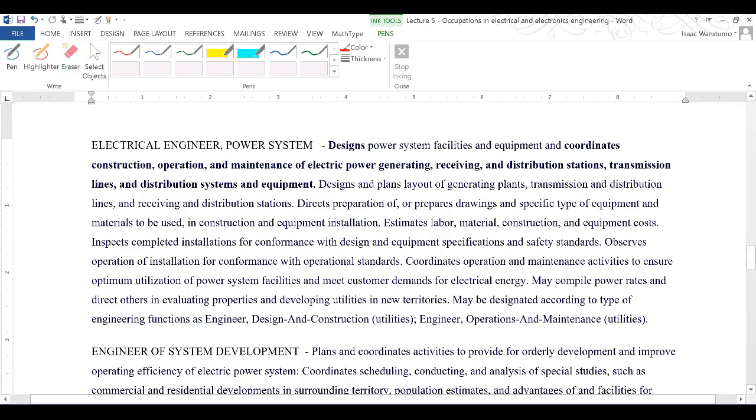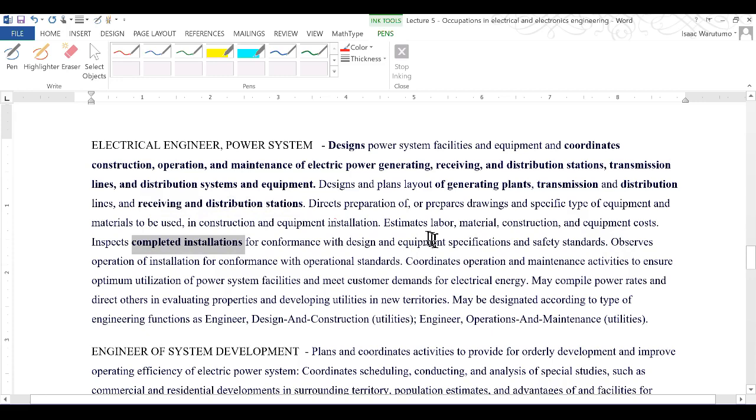Okay, so we are saying that a power systems engineer designs and plans the layout of generating plants. We have spoken about generation, transmission, and distribution lines, receiving and distribution stations. They direct the preparation of drawings and specify the type of equipment and materials to be used in construction and equipment installation. They estimate labor, material, construction, and equipment costs. They inspect completed installations for conformance with the design and equipment specifications and standards, and observe the operation of installations for conformance with operating standards.